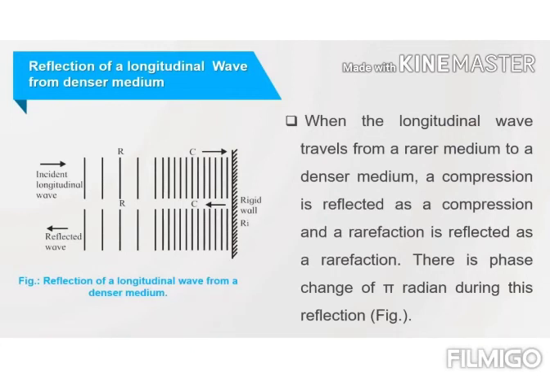According to Newton's third law of motion, an equal and opposite reaction comes into play. As a result, the particles of the rarer medium get compressed. Thus, when the longitudinal wave travels from a rarer medium to a denser medium, a compression is reflected as a compression and a rarefaction is reflected as a rarefaction. There is no change of phase during this reflection.